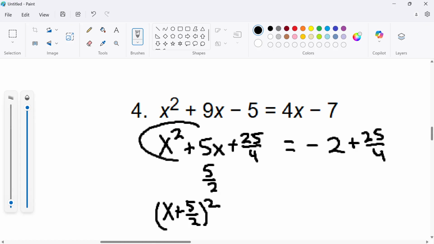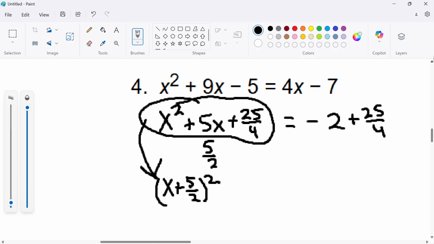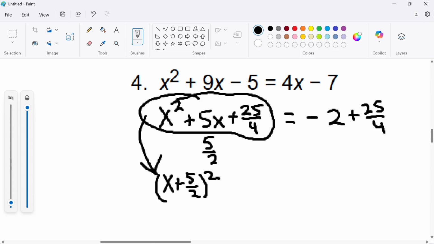Remember, this is equal to this. But now I've got to get this right side. This is 2 over 1. I want them both over the same denominator. 1 goes into 4 4 times. 4 times 2 is 8. This is negative 8 fourths plus 25 fourths, which equals 17 fourths.